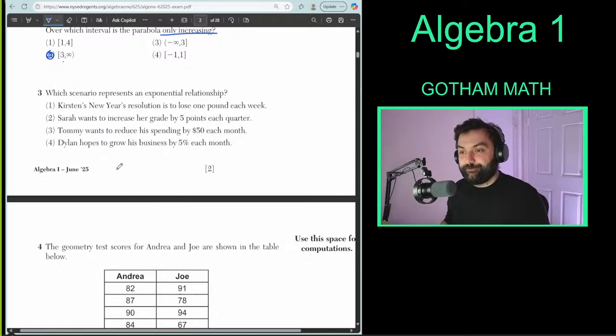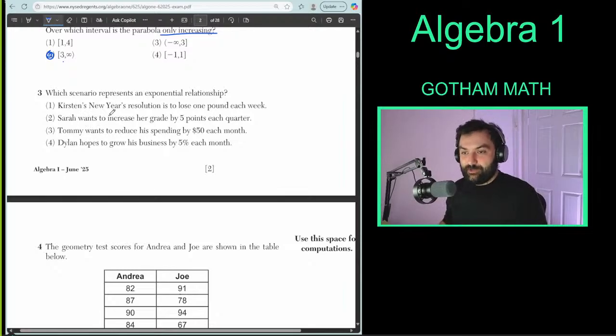Number 3. Which scenario represents an exponential relationship? An exponential relationship is something that increases not linearly. Well, something that increases by way of multiplying, like times 2, like doubling and stuff like that, or actually going down too. So let's see.